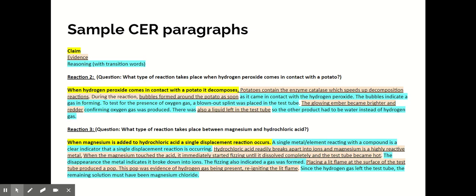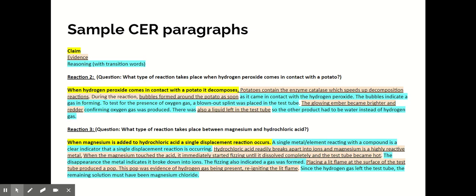Potatoes contain the enzyme catalase, which speeds up decomposition reactions. During the reaction, bubbles formed around the potato as soon as it came in contact with hydrogen peroxide. The bubbles indicated gas was forming. To test for the presence of oxygen gas, a blown-out splint was placed in the test tube. The glowing ember became brighter and redder, confirming oxygen was produced. There was also a liquid left in the test tube, so the other product had to be water instead of hydrogen gas. So that should say another product.